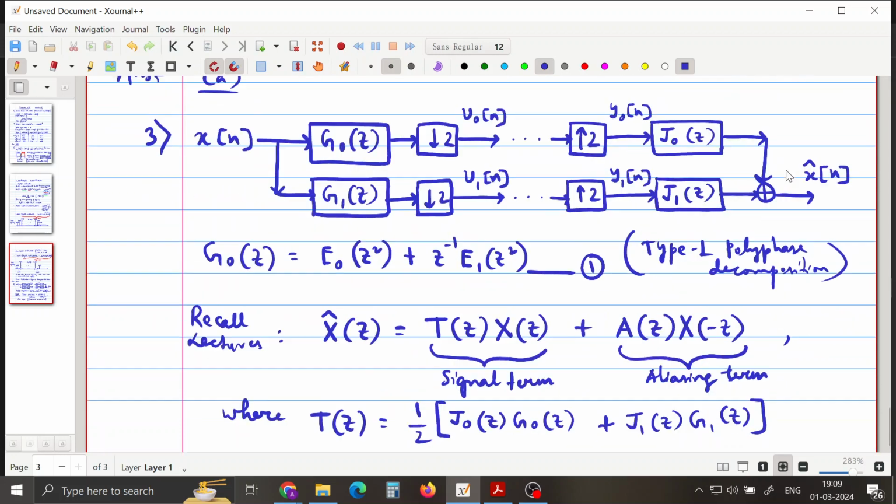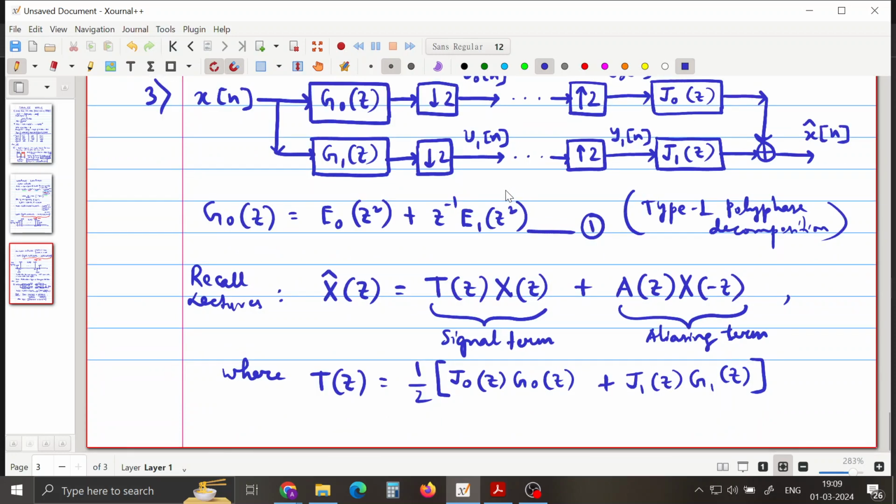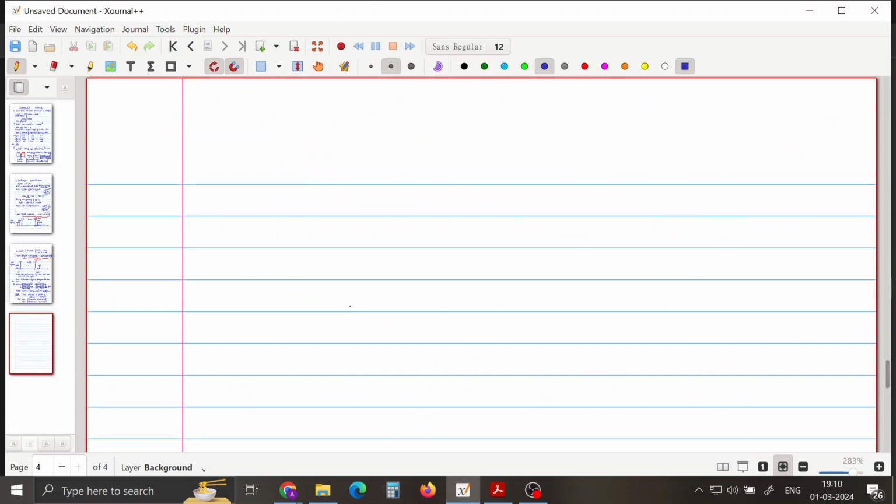You can actually derive the intermediate sequences, what's the Z transform of that, like we have done in our previous tutorials as well, and finally relate the final output X hat of Z with the input X of Z. So this was the T of Z component, the signal component, the transfer function for that, and the transfer function of the aliasing component was half times J0 of Z, G0 of minus Z plus J1 of Z, G1 of minus Z. Okay, it's already getting crowded there. I'll go to the next page.